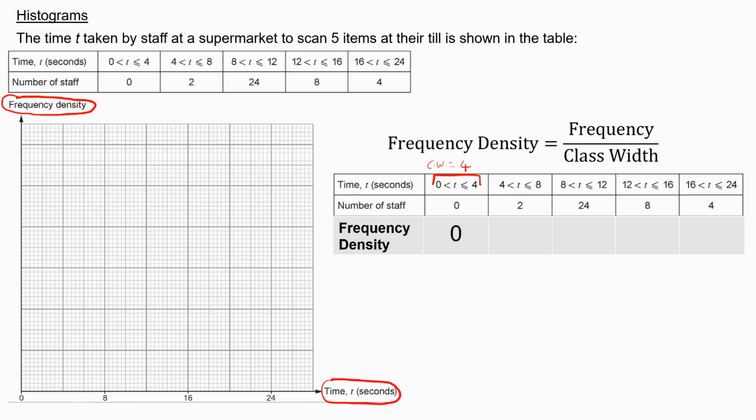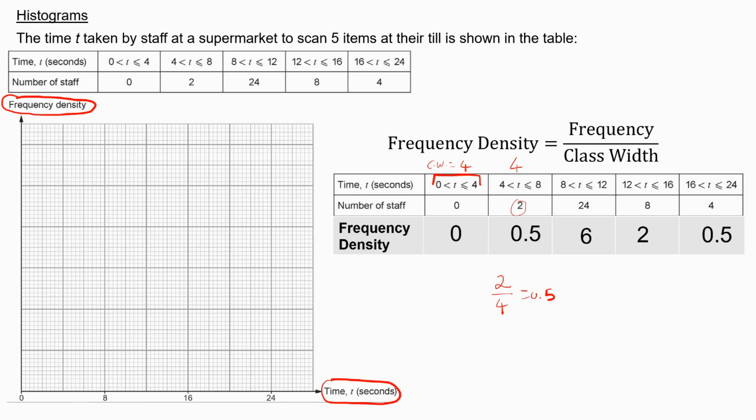Between 4 and 8 seconds, the class width is 8 take away 4, which is 4. The frequency is 2, so I need to do 2 divided by 4, which is just 0.5. And I carry on like this to complete my frequency densities. And I'm now ready to plot my histogram.